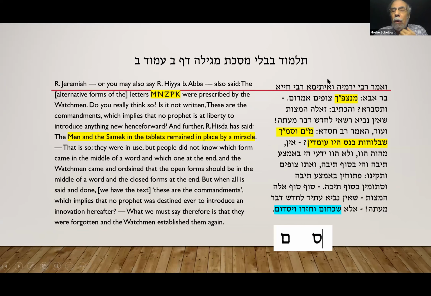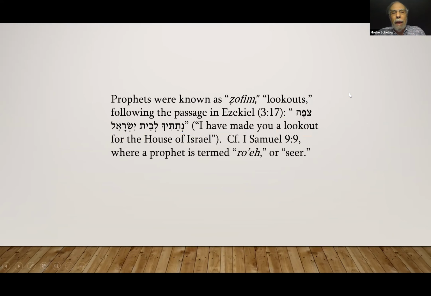So for that, we move to another passage. In this passage, the Talmud says as follows. You notice on the second line, the highlighted word is not really a word, okay? It's an acrostic. Mem, nun, tzadi, pei, kaf, right? Those letters, tsofim amarum, were prescribed by the lookouts, by the watchmen. Who are the lookouts? Who are the watchmen? Prophets, nevi'im, were known as lookouts, right?